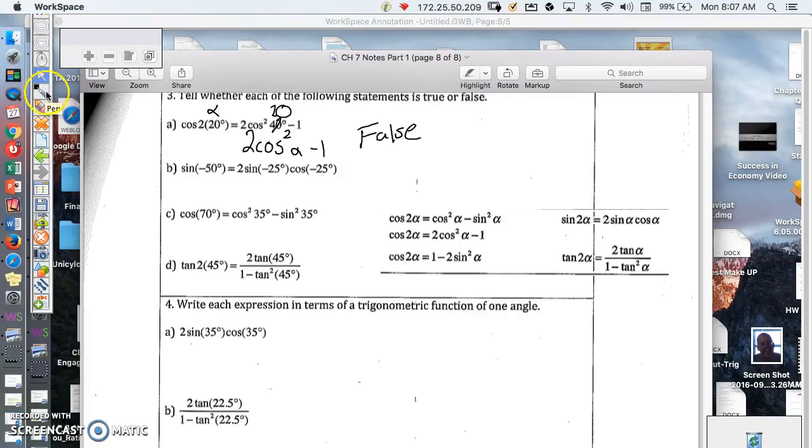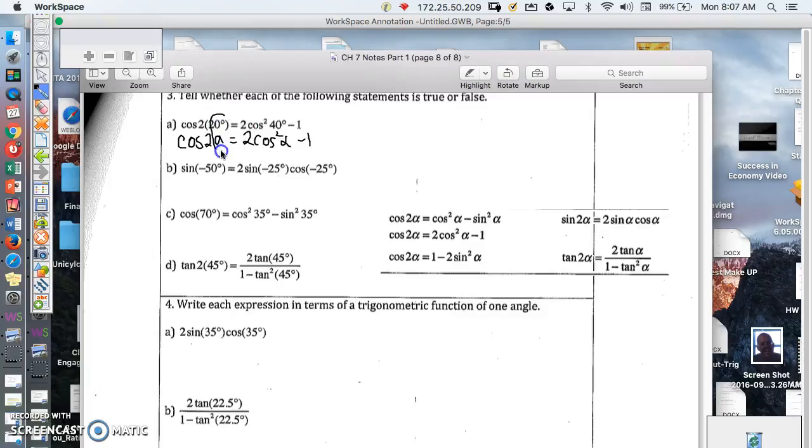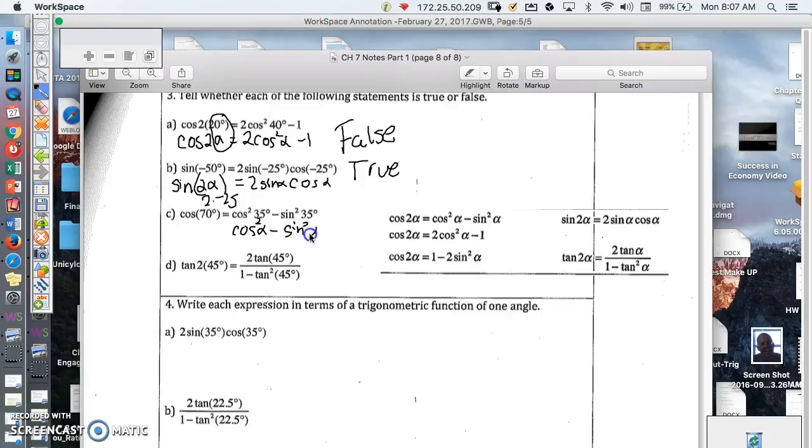So here's what we had. And we can see if we were to set this up, we have the cosine of 2 alpha equals 2 cosine squared of alpha minus 1. So alpha is 20 and here it's 40, so that's false. Let's see our sine. This is the sine one. So the sine of 2 alpha equals 2 sine alpha cosine alpha. Well, what would this be? 2 times negative 25, so that works. That's true.